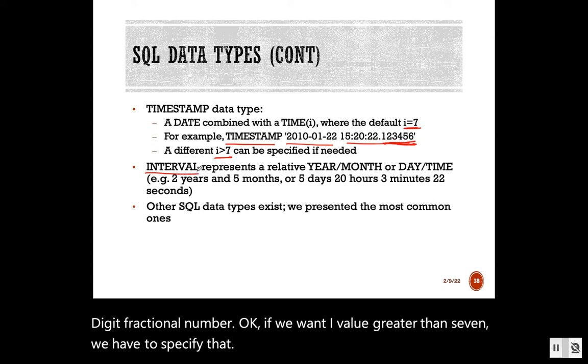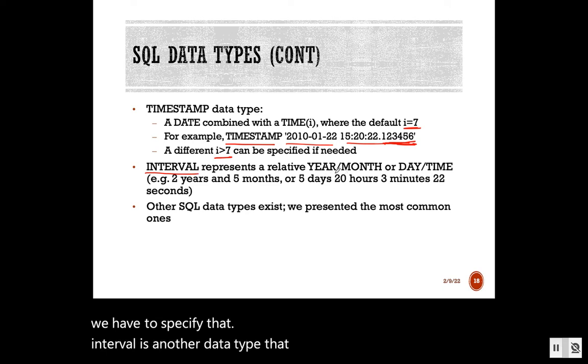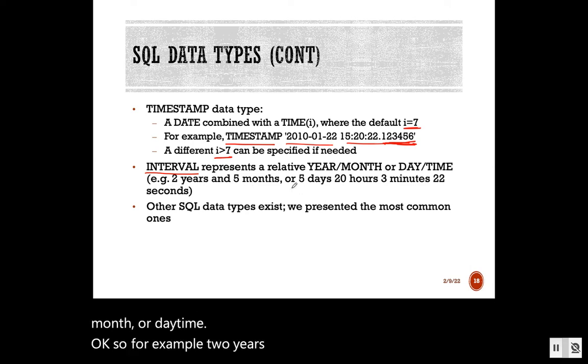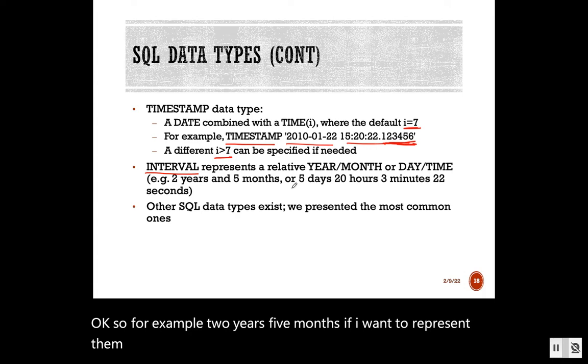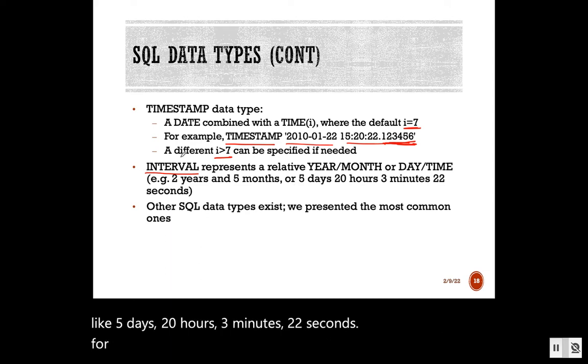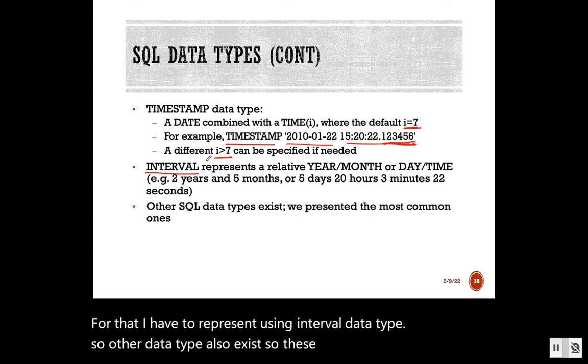Interval is another data type that represents a relative year, month or day time. For example, if I want to represent 2 years 5 months as an interval, or 5 days 20 hours 3 minutes 22 seconds, I have to represent it using the interval data type. Other data types also exist, but these are the most common data types.